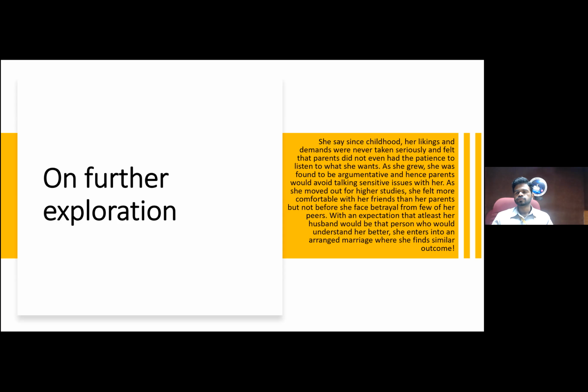As she moved out for higher studies from home, she felt more comfortable with her friends than her parents, but not before she faced betrayal from a few of her peers as well. So, with an expectation that at least her husband would be the person who would understand her better, she enters into an arranged marriage where she again finds similar outcomes.